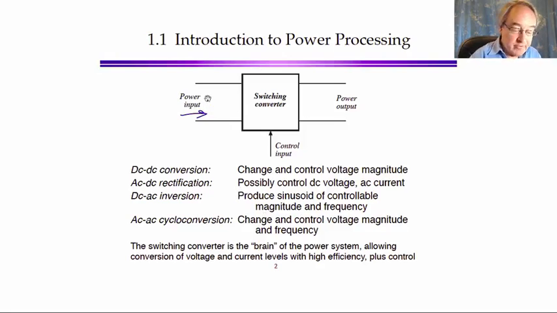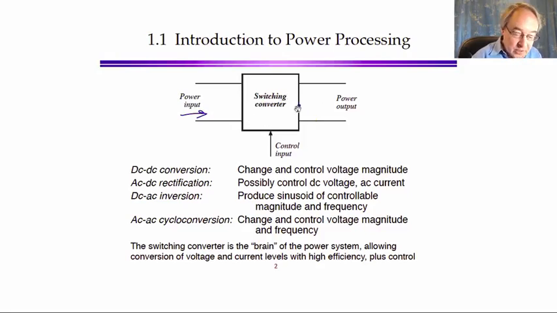Rectification is the conversion of AC to DC. And in the process, we may want to control the DC output voltage, and maybe also the AC input current waveform. The inverse of rectification is called inversion, in which we have a DC input and we produce an AC output of a controllable frequency and magnitude. AC to AC cycloconversion involves changing the frequency and the amplitude of the AC voltage.